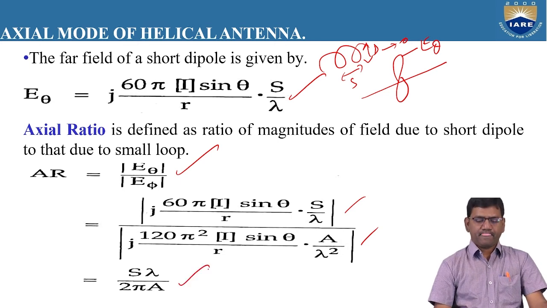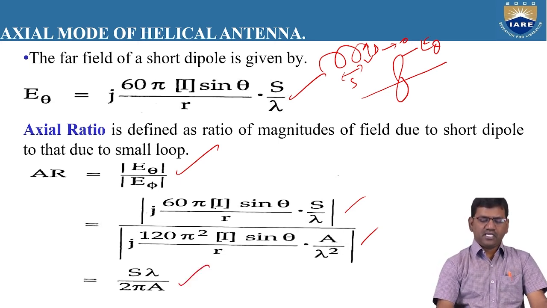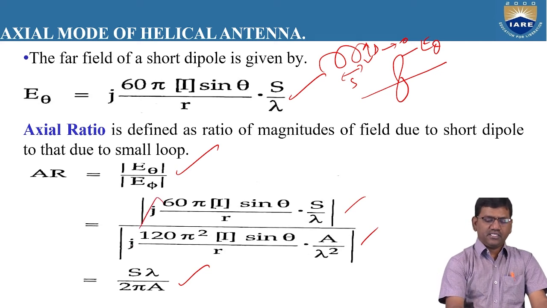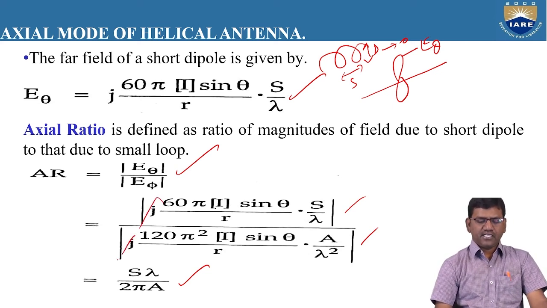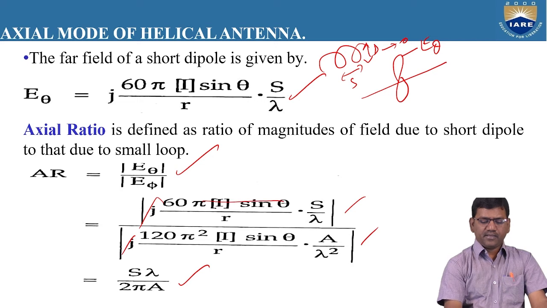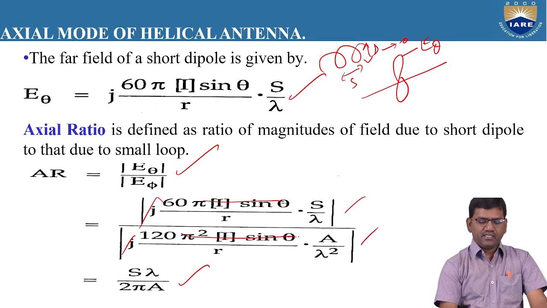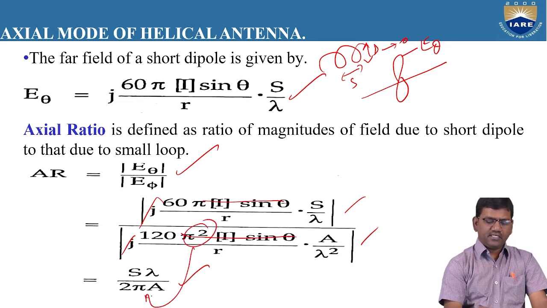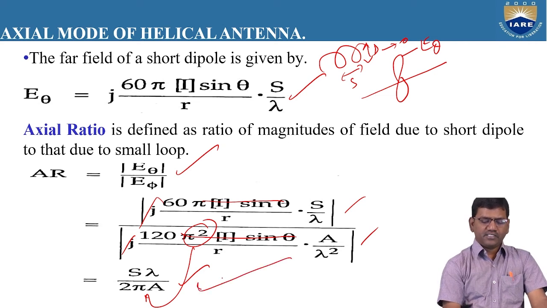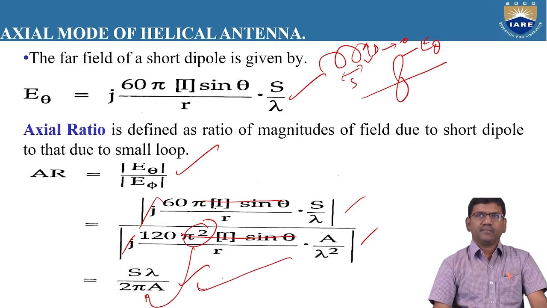So if we substitute these two equations and apply the modulus, you will get S lambda by 2 pi A. As there is a modulus here, the j gets cancelled, and pi I sin theta and pi I sin theta get cancelled, and there is one pi here. This pi is written here. If you simplify this expression, you will get S lambda by 2 pi A.